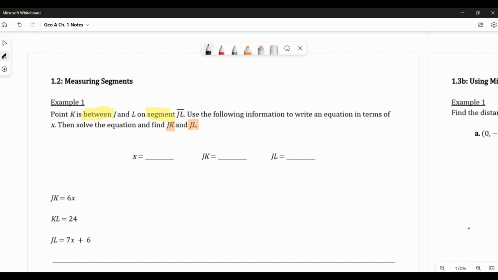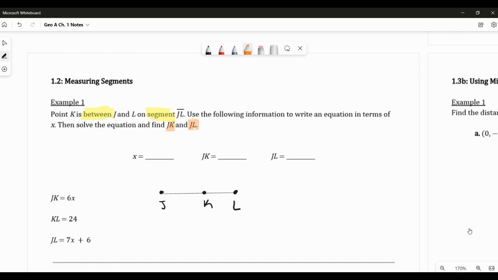I'm given the segment JL. So let's draw segment JL. Okay, I've got segment JL right there. And I know that point K is in between these 2 points. It doesn't matter where I put it as long as it's in between. So let's call this point K. So now I have a picture representing the problem.